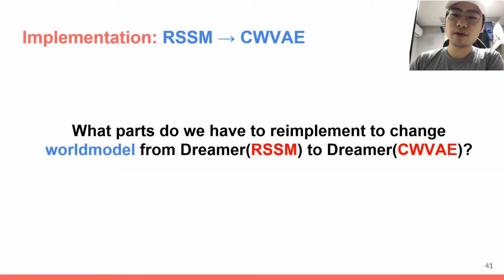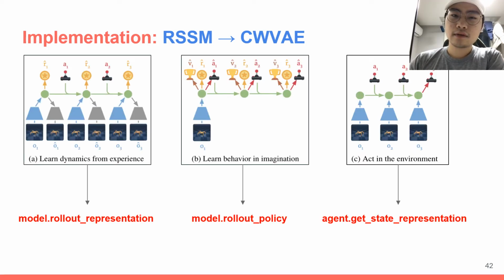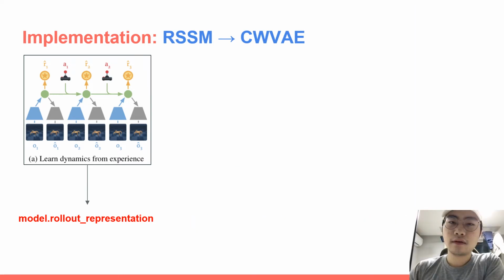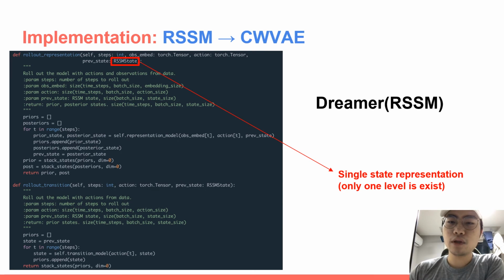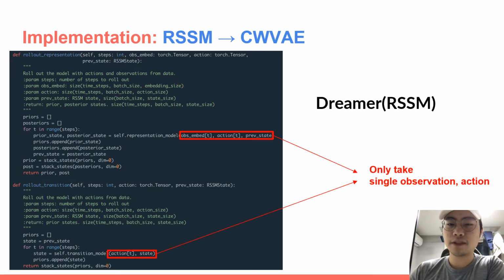To change the world model from RSSM to CWVAE, what parts do we have to re-implement? As we repeatedly mentioned, the above 3 parts should be re-implemented. For example, at the first part, the representation, the RSSM only takes a single state representation. And the representation model only takes a single observation and single action as input.